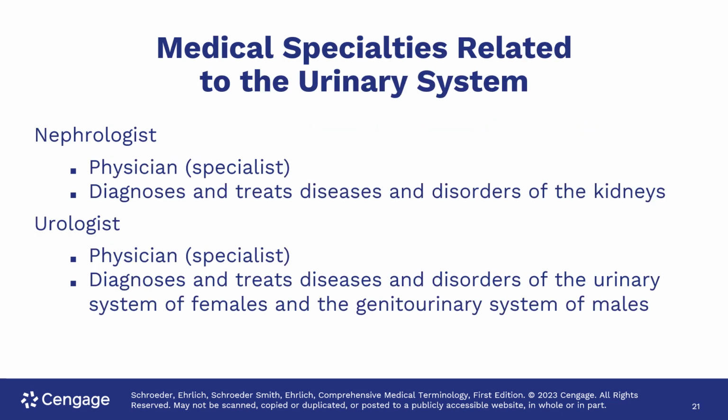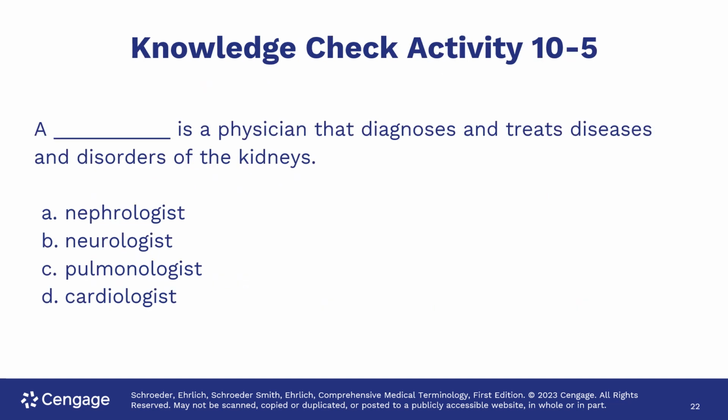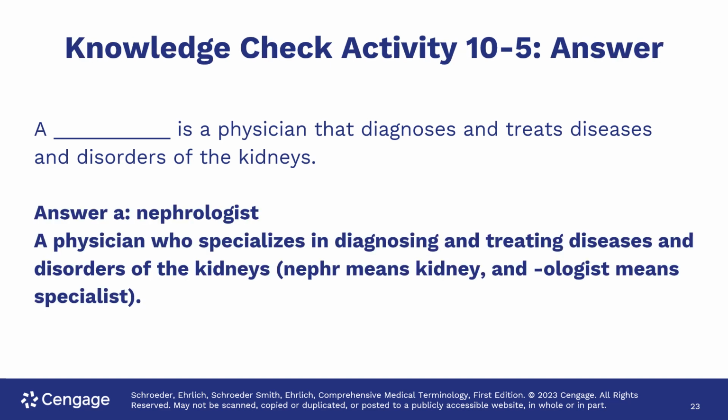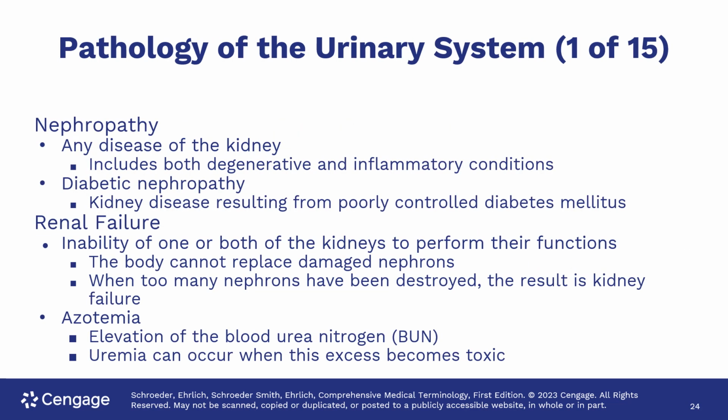Here are some specialists for the urinary system. Who diagnoses and treats kidney disease? A nephrologist. Nephr is kidney, and ologist is a specialist. Nephro is kidney, and pathy is disease. So nephropathy is kidney disease, including degenerative and inflammatory.